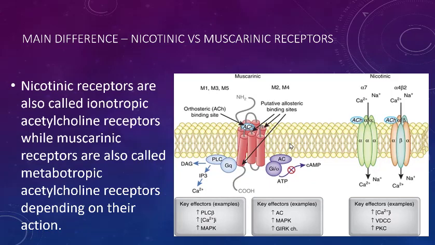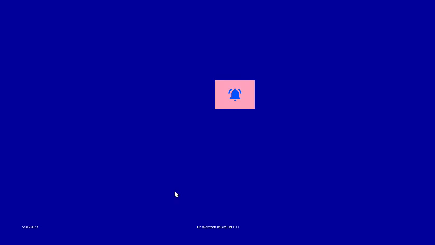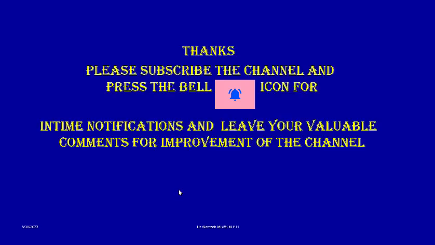Nicotinic receptors are also called ionotropic acetylcholine receptors, while muscarinic receptors are also called metabotropic acetylcholine receptors, depending on their action.